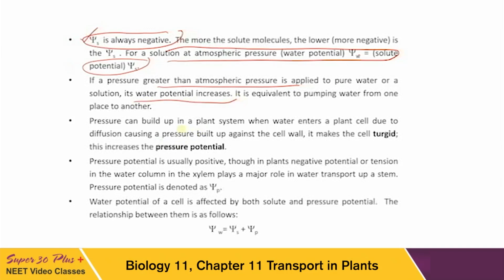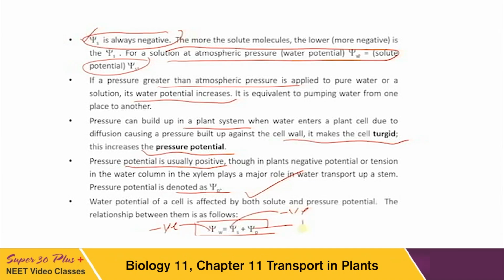Pressure can build up in a plant system because of the entry of water, and that is known as pressure potential, denoted by psi P. Pressure potential is always positive. Water potential of a cell is affected by both, and we know one very popular equation: water potential is equal to solute potential plus pressure potential. Solute potential is always negative for a solution, and pressure potential is always positive. This is part 1 of this chapter. Thank you.